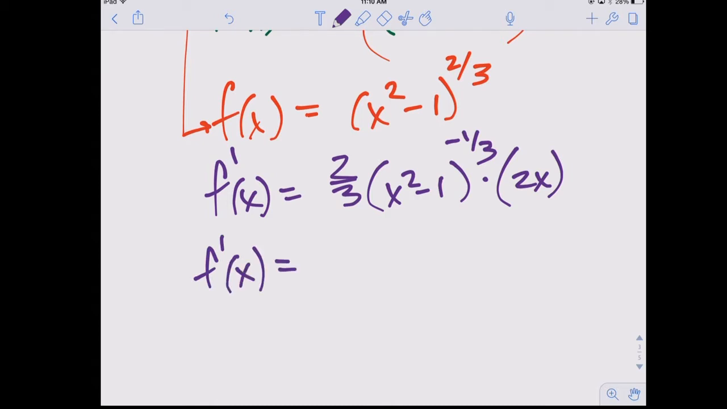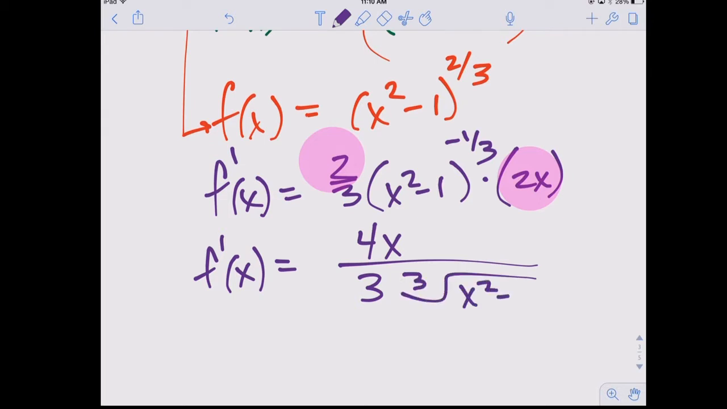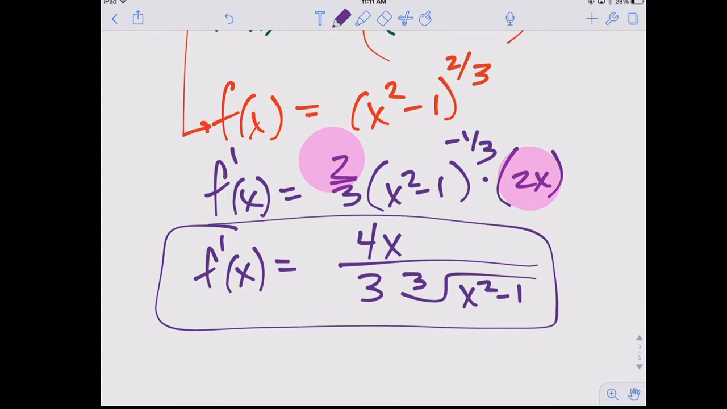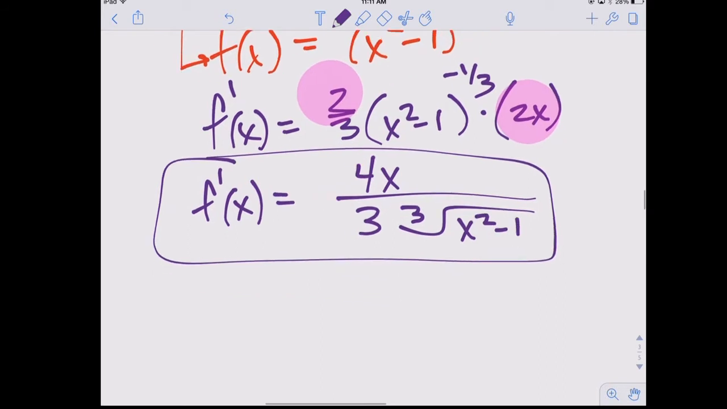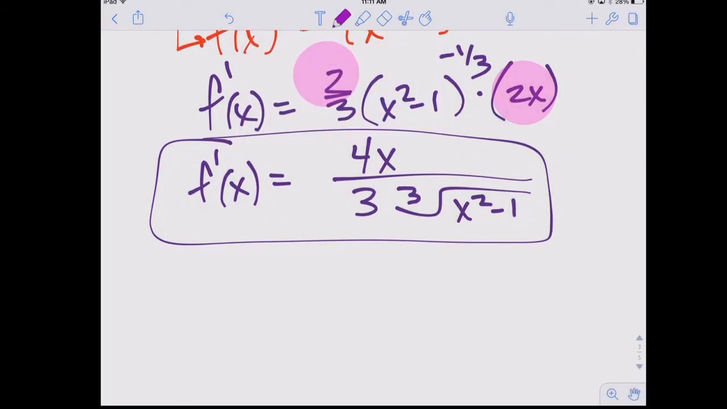Let's see, I got a 2x times 2, that could become a 4x when I combine this and that. And I know that my variable factor is a negative, so it's going to go to the bottom maybe with the 3 that's down there, and I could put it back under a cube root. So there's the nice cleaned up version of a derivative. Now it's going to be easier to plug in values and evaluate them, but we're going to do the opposite.